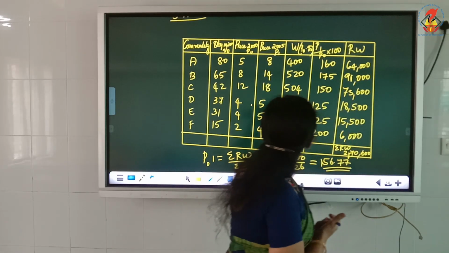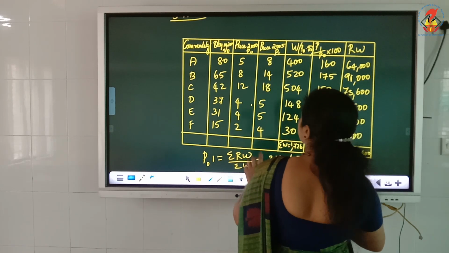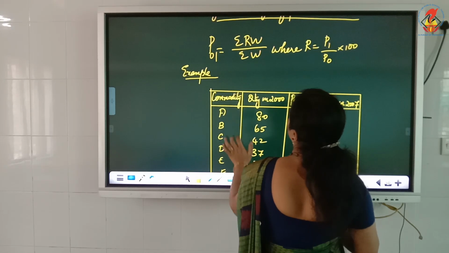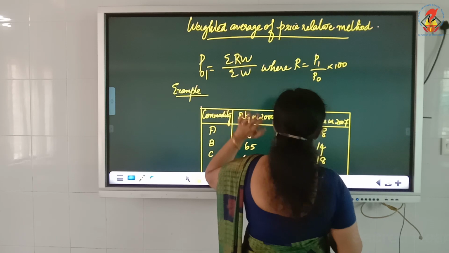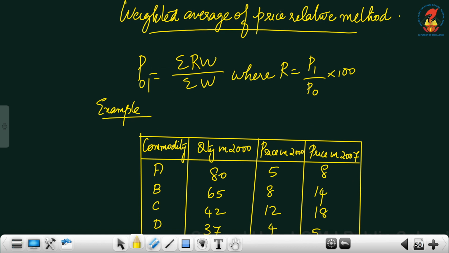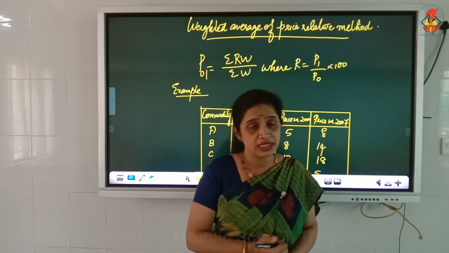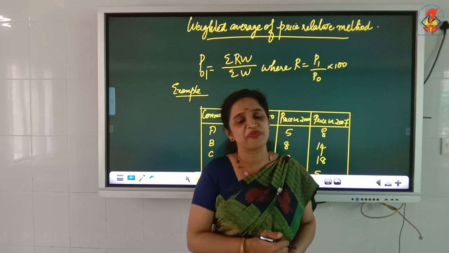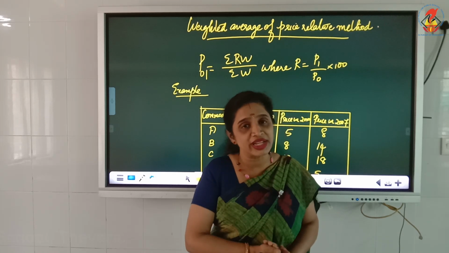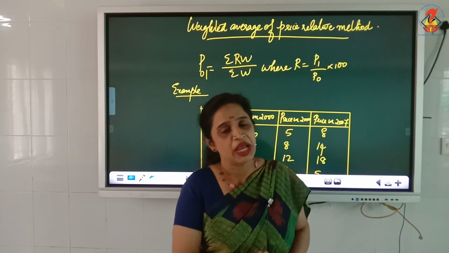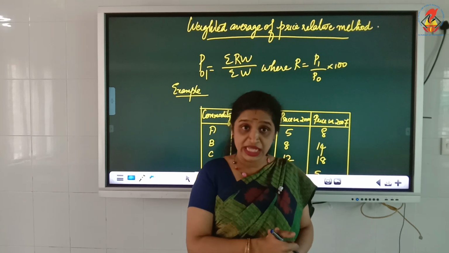Now we will move on to the next one, that is weighted average of price relative method. Next is weighted average of price relative method. Now when you hear about price relative, what should come to your mind? Price relative is denoted by the letter R, isn't it? Price relative is P1 by P0 into 100. Weighted average of price relative, that means we are including quantity also in this index number. That is why weighted average of price relative method. Okay, so you have to find out the price relative first.